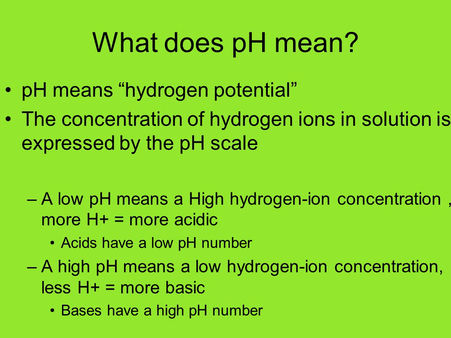So what does pH mean? Well, pH means hydrogen potential. The concentration of hydrogen ions in solution is expressed by the pH scale. A low pH means a high hydrogen ion concentration. The more hydrogen ions there are, the more acidic it is, and acids have a low pH number towards 0. A high pH, on the other hand, means a low hydrogen ion concentration, fewer hydrogen ions in the solution, which means it's more basic, and bases have a high pH number towards 14.